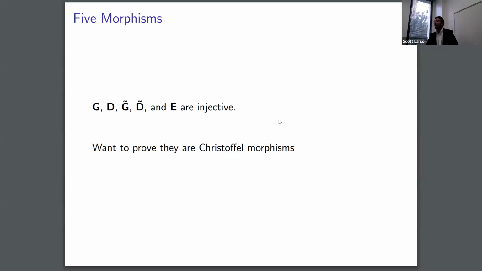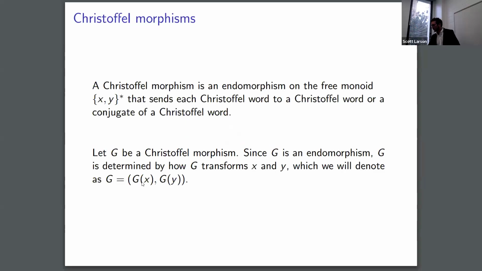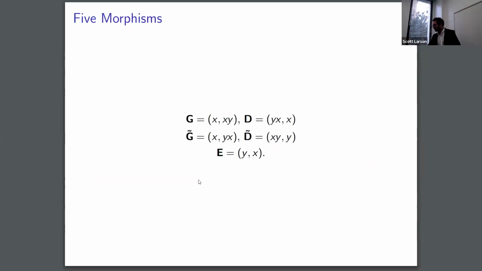I'm sorry, what's the notation for the morphism? Sorry. So basically the left coordinate takes X to that word and the right coordinate takes Y to this. So like for G here, if you have a word like XY, it would take that to X, XY. You take the X to X, the Y to XY.